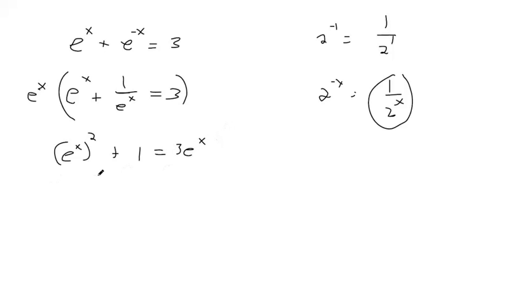And so this might still look too complicated to solve, but it's actually quadratic. You could think of this whole thing as a variable. This is x squared, this is x, and this is our no x term. So it's quadratic. We just have to rearrange it in standard form. I'm going to subtract that 3e to the x from both sides.